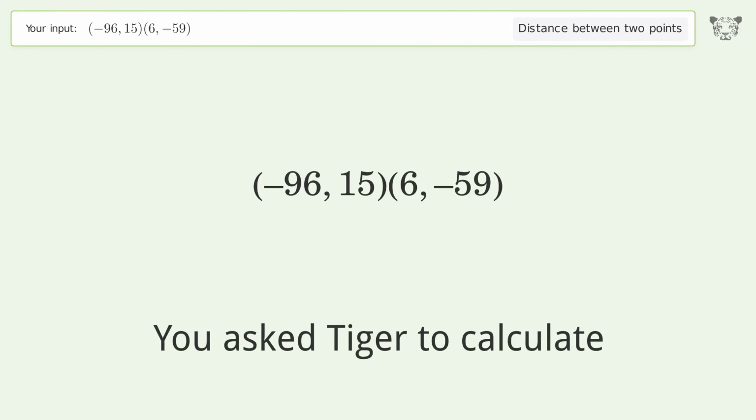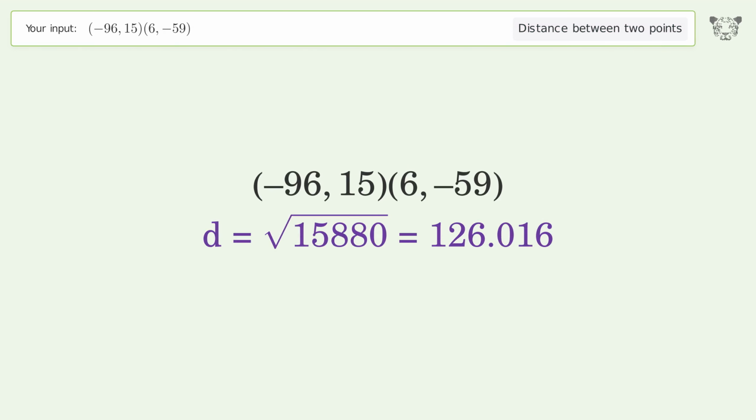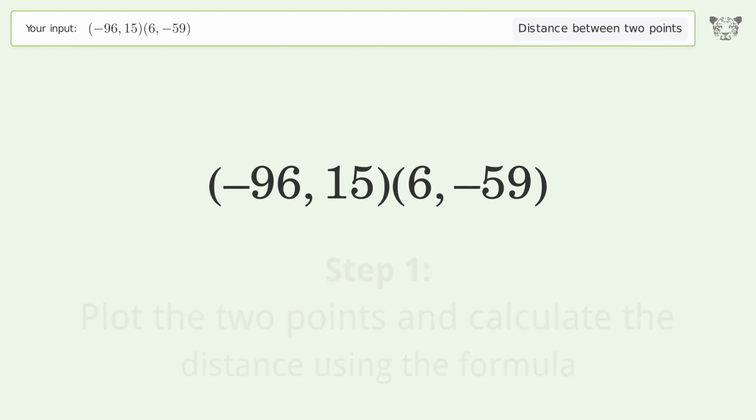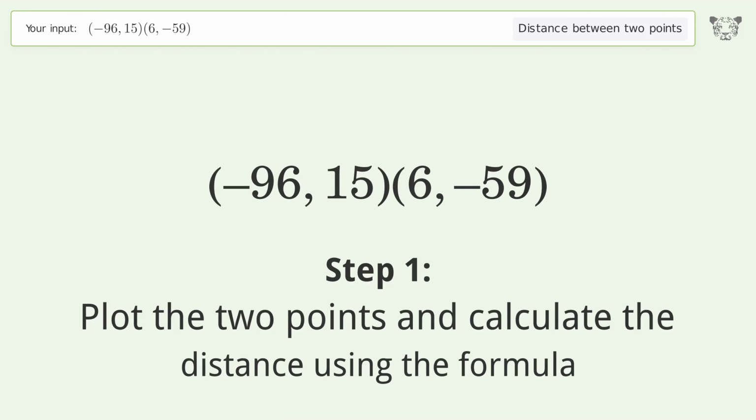You ask Tiger to calculate. This deals with the distance between 2 points. The distance between the 2 points is the square root of 15,880, or 126.016. Let's solve it step by step. Plot the 2 points and calculate the distance using the formula.